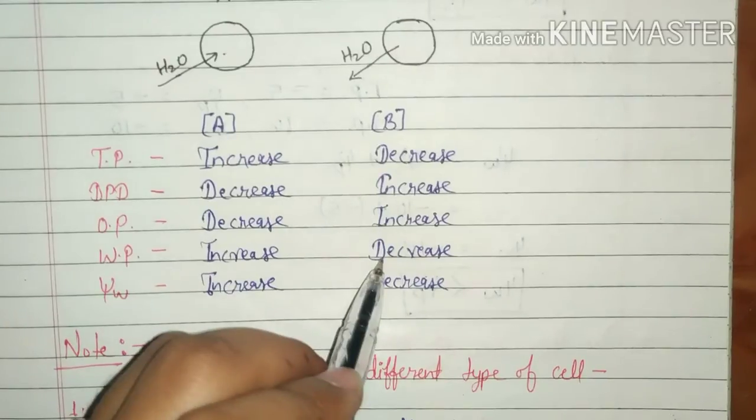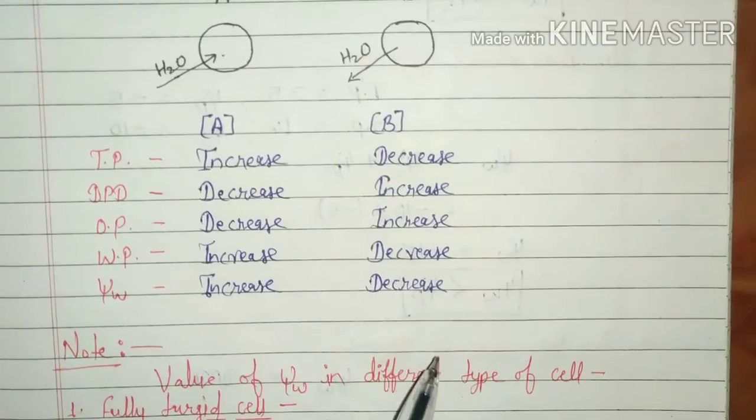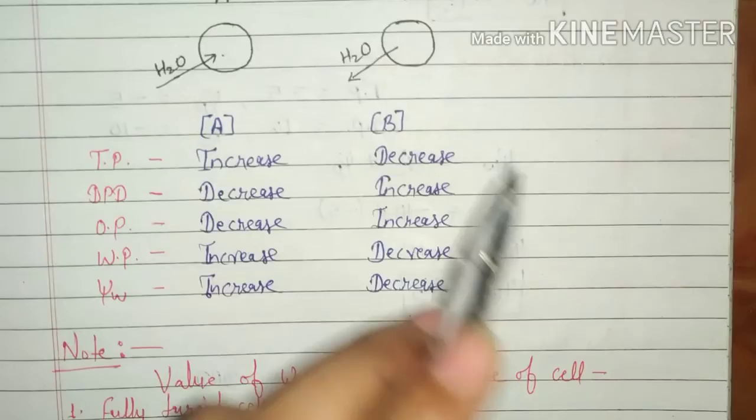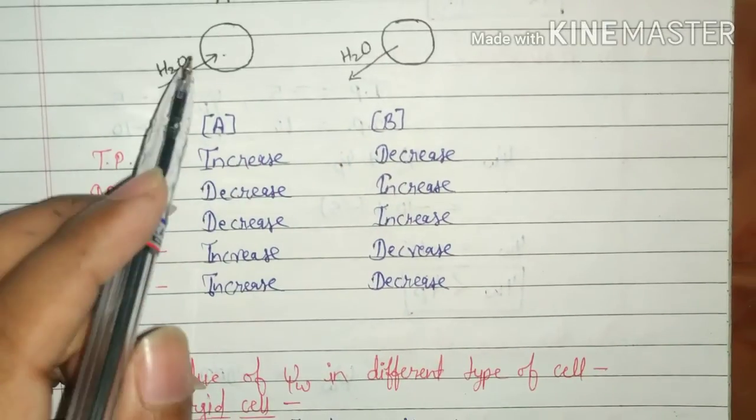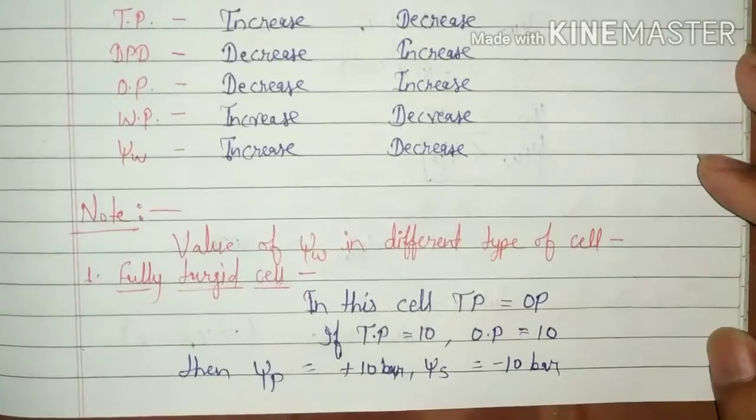In cell B, wall pressure is decreased because TP is low. Water potential in cell A is increased, and in cell B, water potential is decreased.